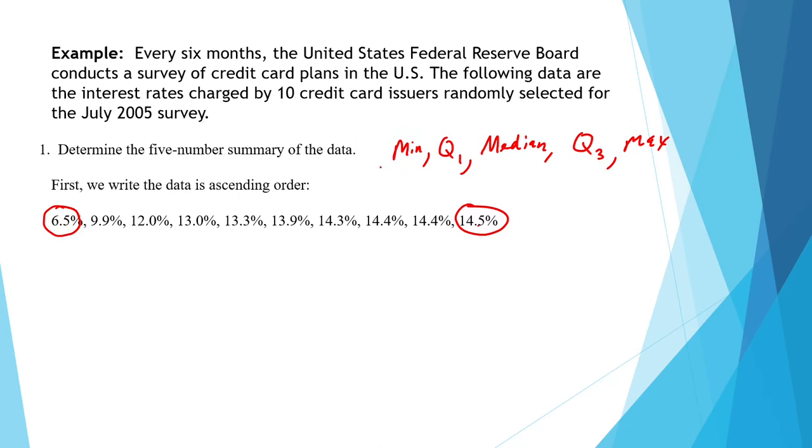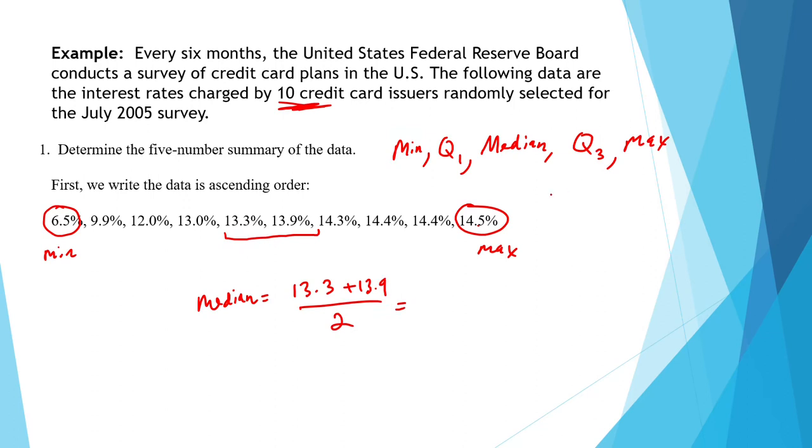After I find the minimum and the maximum, I always look for the median next. Remember, the median is the number in the middle. And since we have 10 data values, that's going to be the 2 numbers in the middle, and we'll have to add them up and divide by 2. The 2 numbers in the middle are 13.3% and 13.9%. We're going to add these up and divide by 2 to find the median. The median is equal to (13.3 + 13.9) divided by 2.